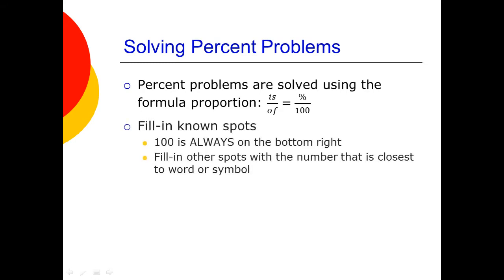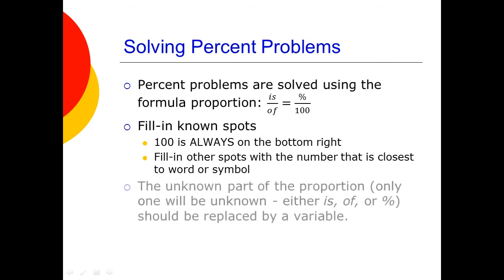A couple of things to keep in mind when you're filling in spots. 100 is always on the bottom right. And as we just discussed, you fill in the other spots with a number that is closest to the word or symbol. Whatever you don't know becomes your variable. There will always only be one variable in the problem, the unknown part of the proportion. It's either going to be in the is spot, the of spot, or the percentage spot.